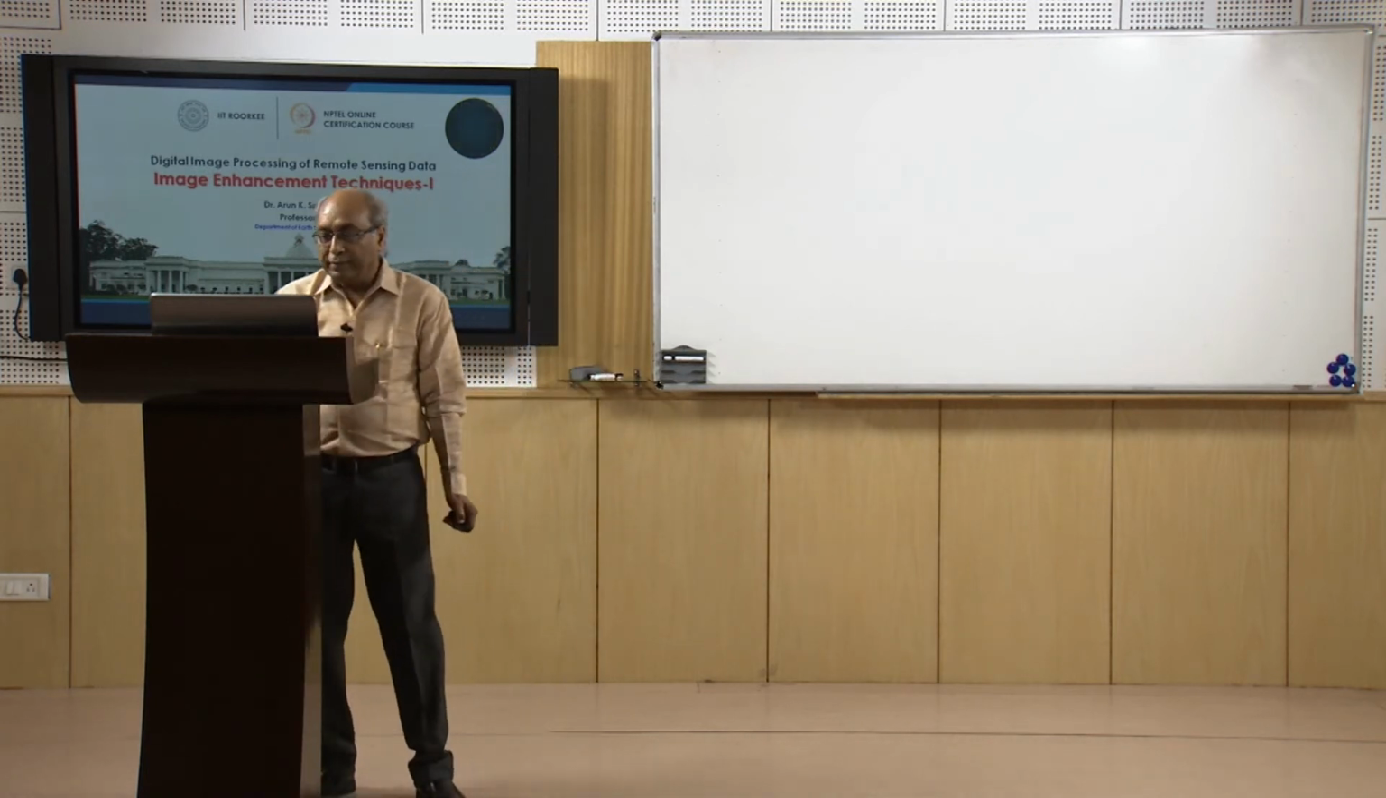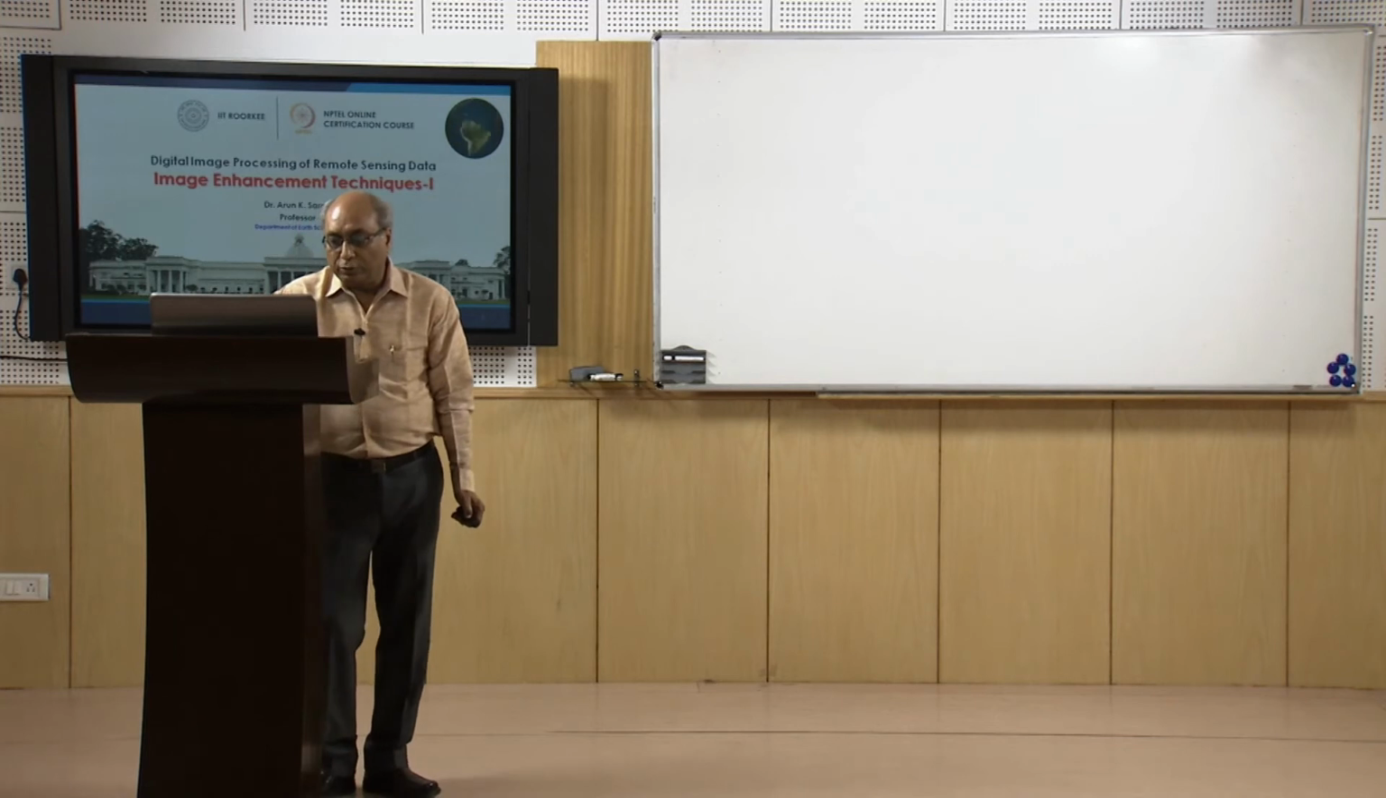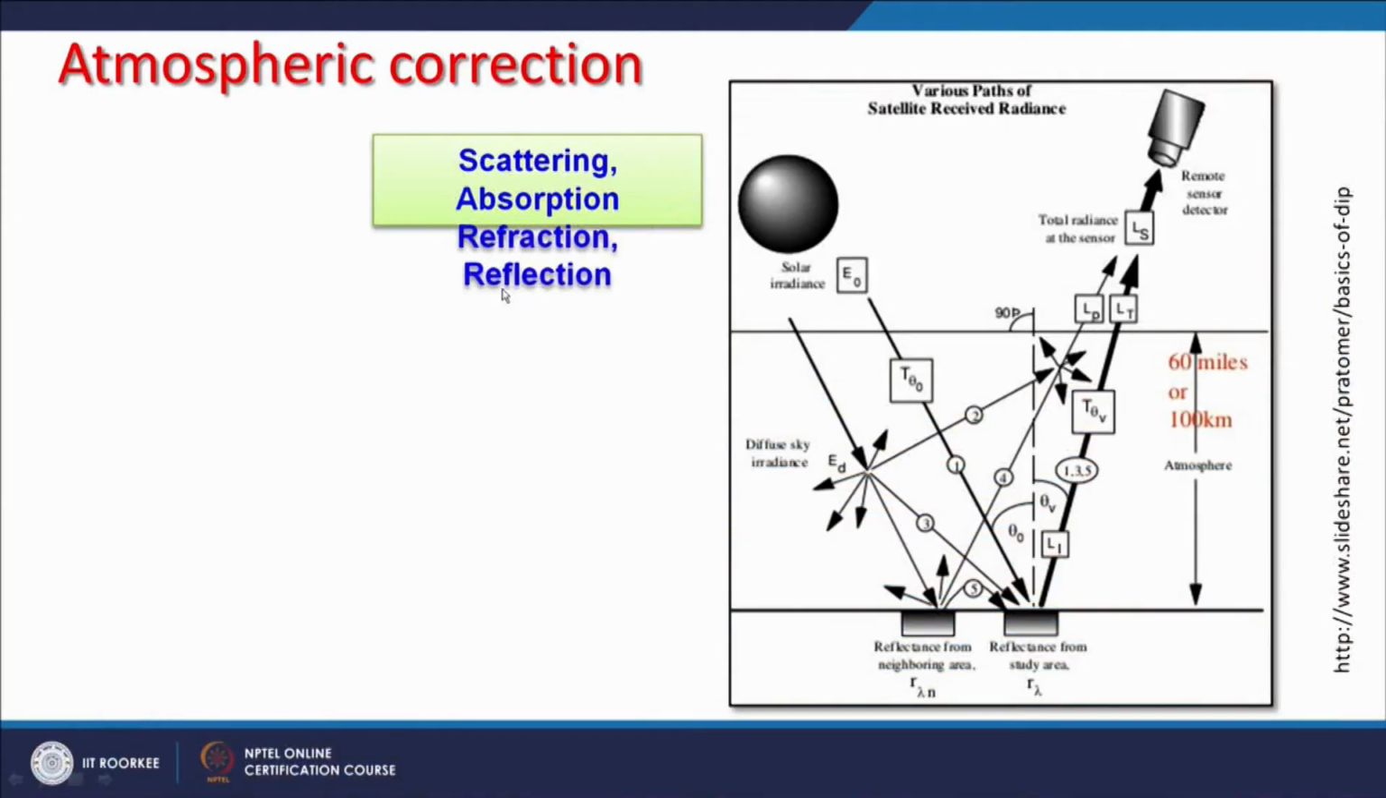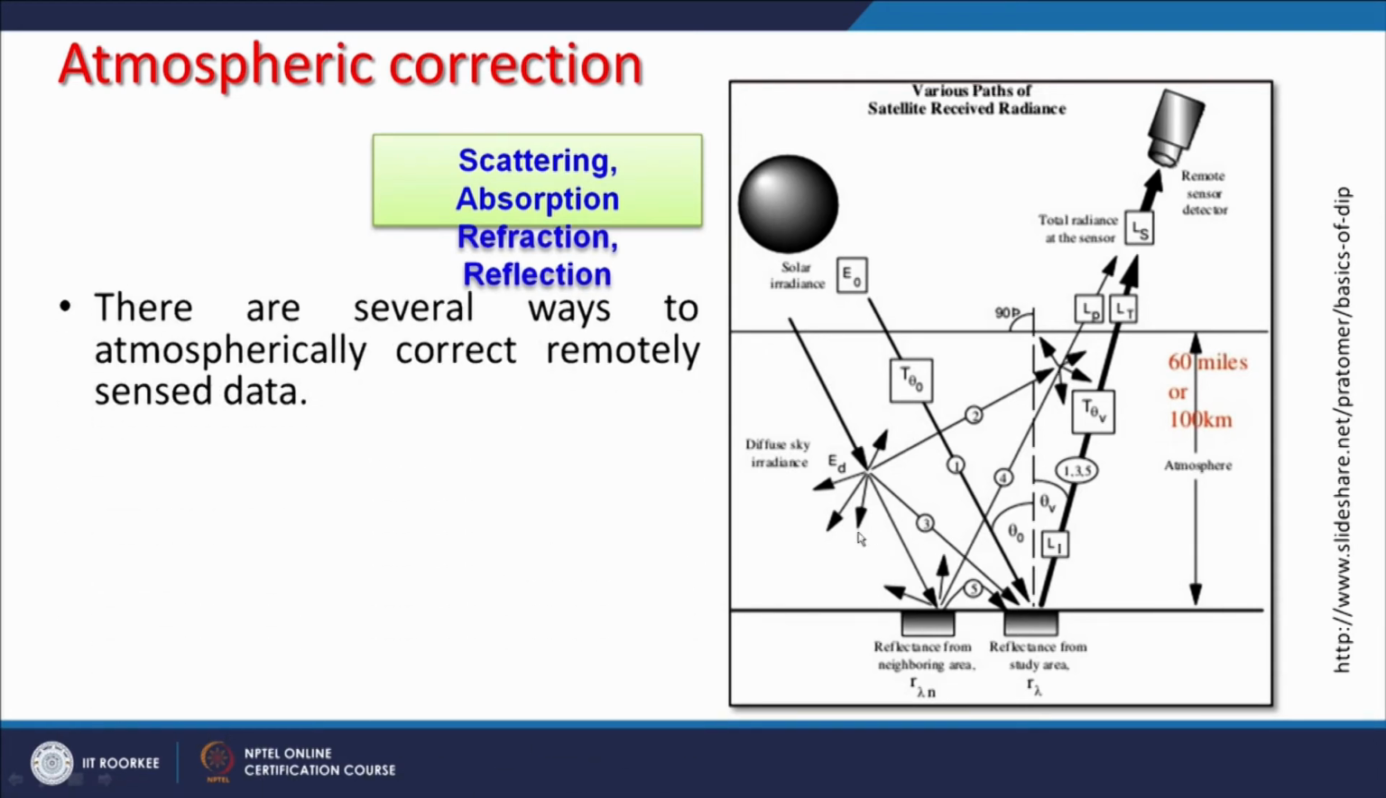As I have mentioned, scattering, absorption, refraction and reflection, all these phenomena are there. The sun is here, the satellite is shown here, and all these are occurring within the atmosphere, within that 100 kilometers. And that creates a lot of problems in our satellite images.